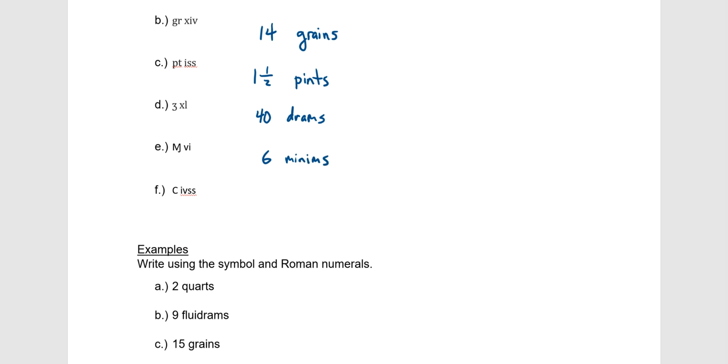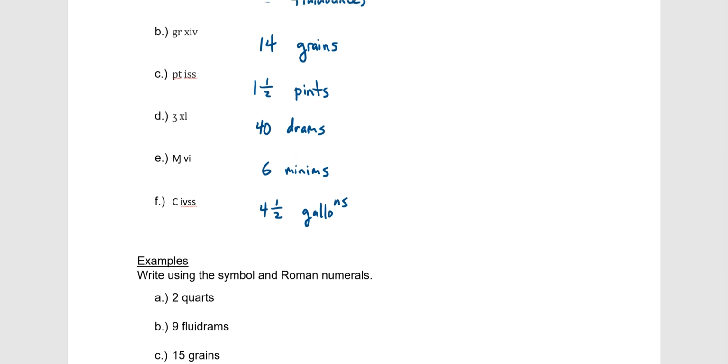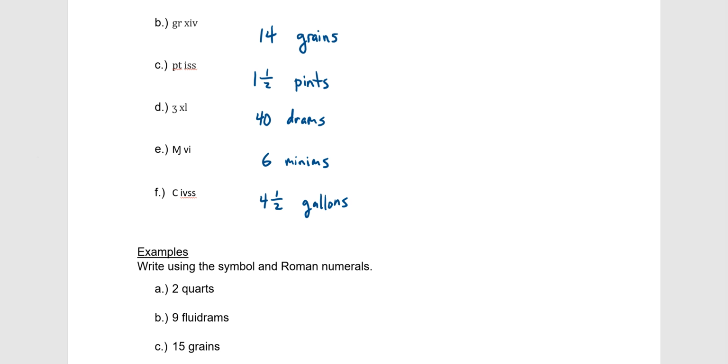And for the last one here, we have the Roman numeral IVSS. So since the I is before the V, we have to subtract, which gives us 4. The SS is 1/2, so this is going to be 4.5. And this capital C out front is gallons, so this is 4.5 gallons. Okay, so that's converting between the two ways to write these.